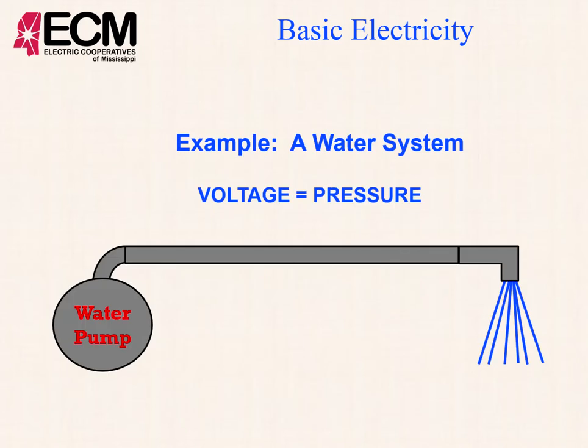An example that we use to help people understand is a simple basic water system. We have the water pump right here that creates the pressure. The water's already there. The pump turns and puts that pressure on, and if the water has a place to go, it will go, the same as electrons.